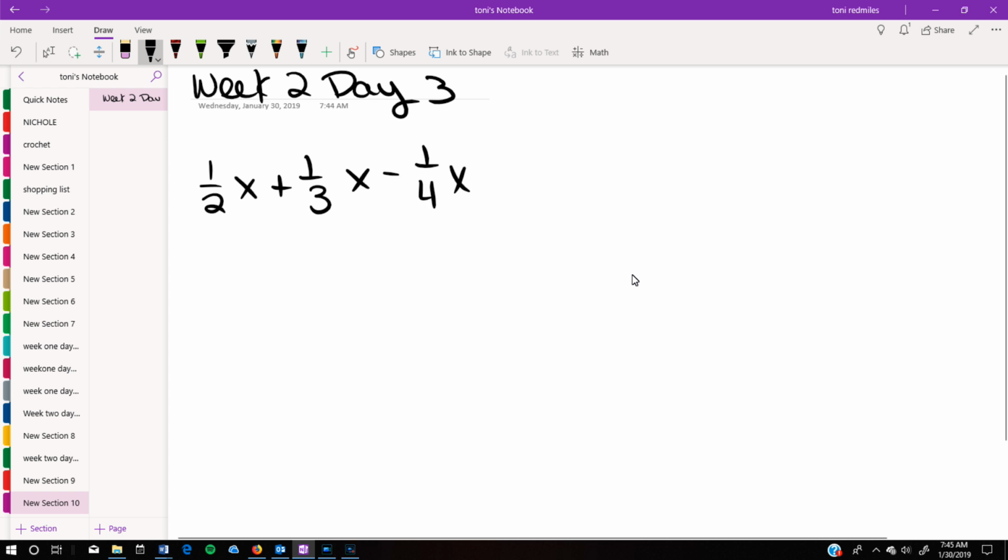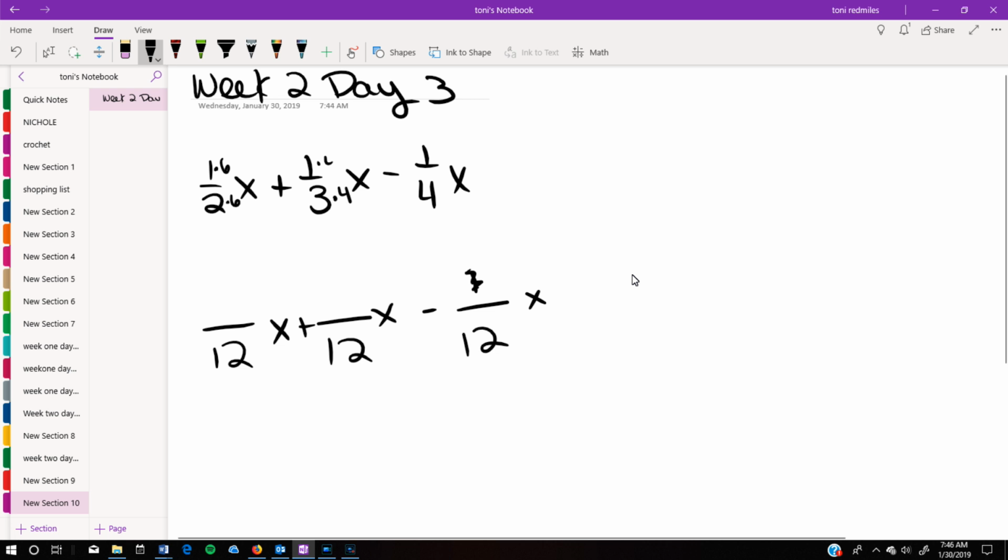Okay, so everything's adding and subtracting, they're all like terms. So now I just need to get a common denominator. So the common denominators of all of these fractions would be 12. Okay, so I have to multiply this one by 6 to make the bottom 12, this one by 4 to get that bottom 12, this one by 3, and I got it, whatever I do to the bottom, I have to do the top. So that's going to make this one a 6 over 12, a 4 over 12, and a 3 over 12.